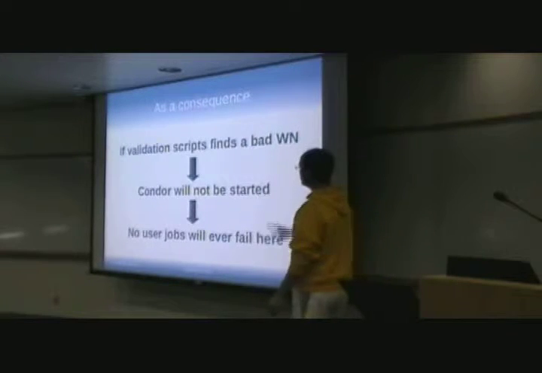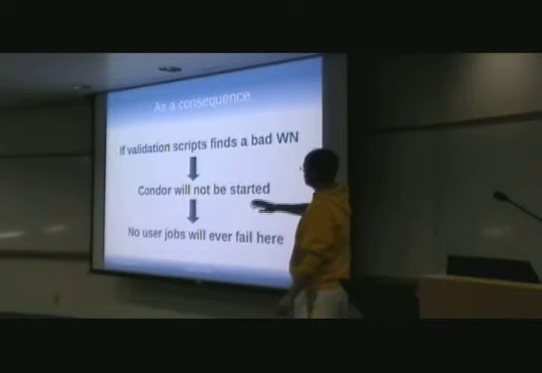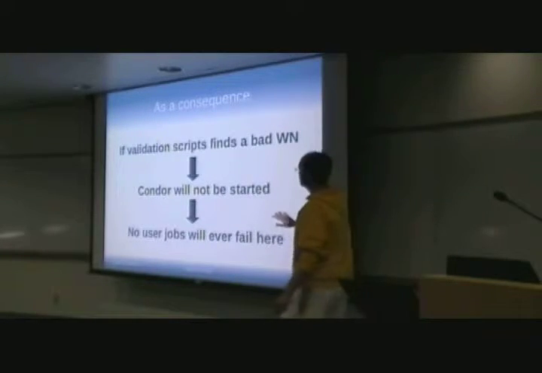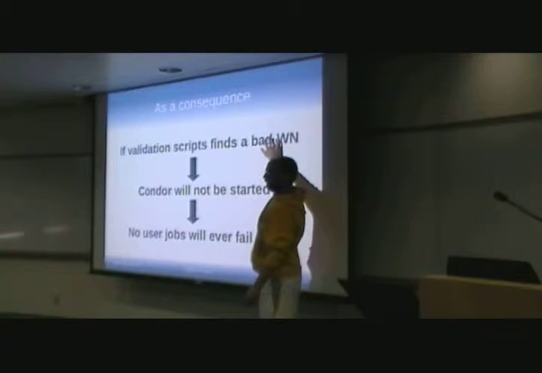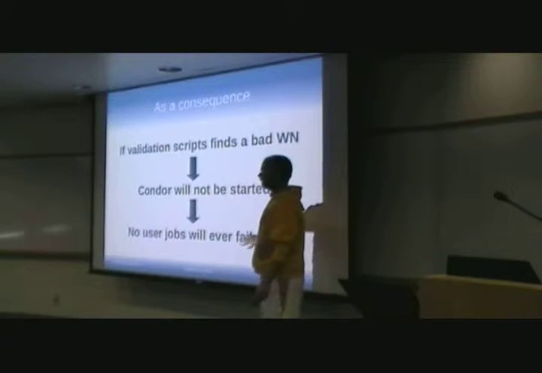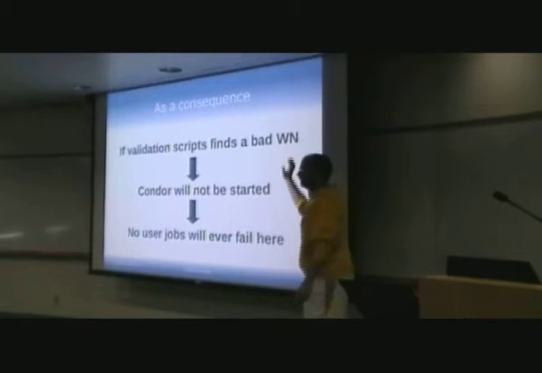So as a consequence, if a validation script finds a bad worker node, Condor will not be started, and no user job will ever fail here. So if you care about your users, make sure that you find all the bad worker nodes, because you don't want users to fail. And this is the way to do it.